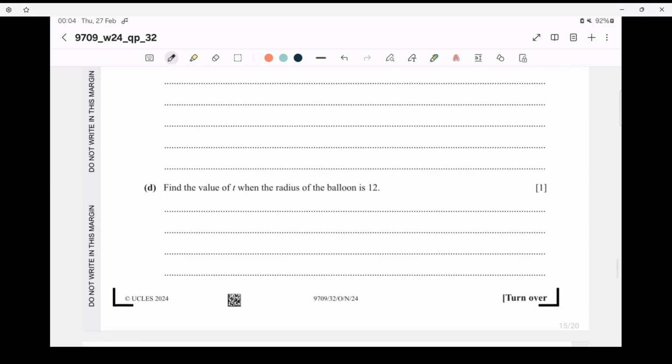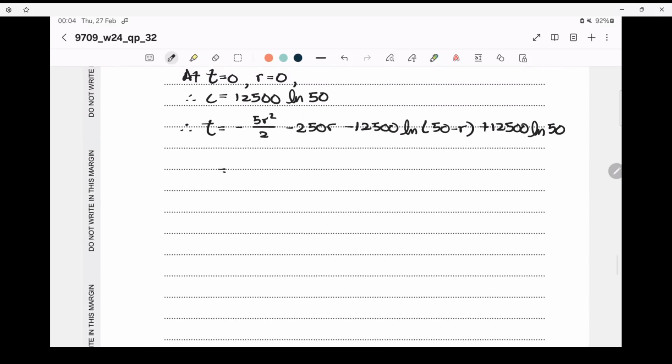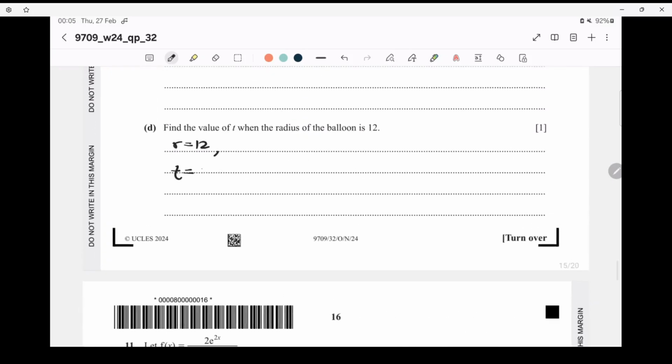Find the value of t when the radius is 12. So r equals 12. Substitute to the value above. t would be... Okay, so over here I basically combined these two together. You can definitely do that. So that's why you can just substitute all the values inside.